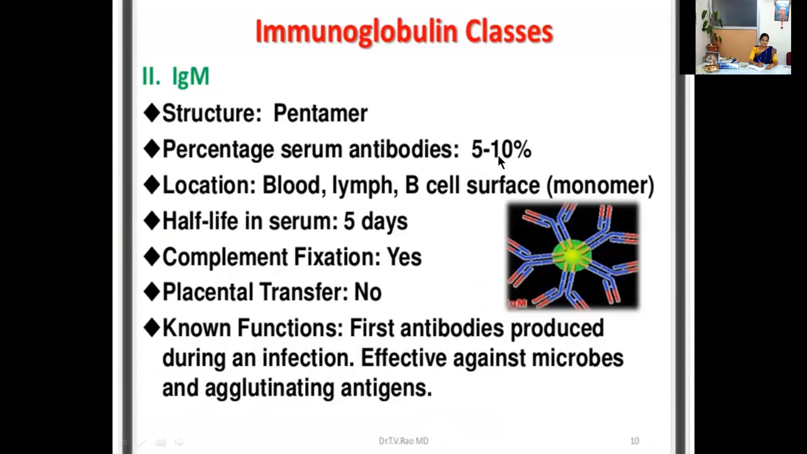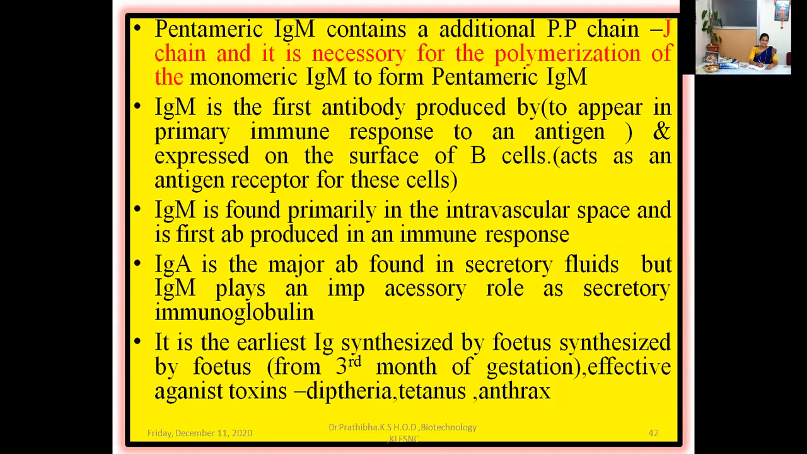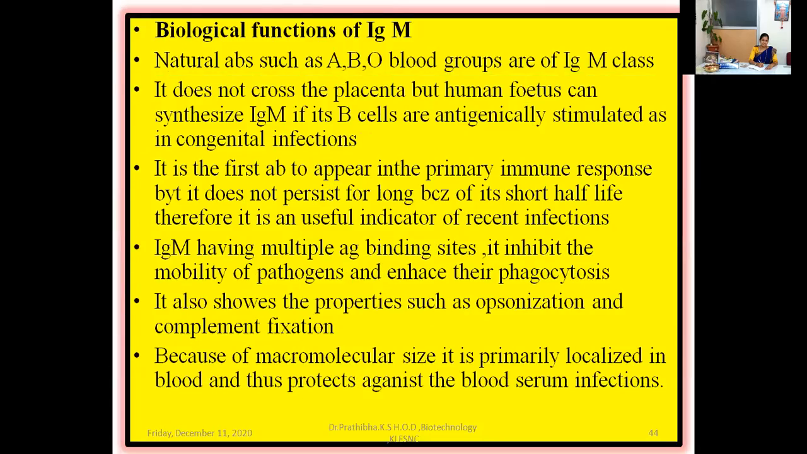Percentage of serum antibodies 5 to 10%, location blood, lymph, and B cell surface as a monomer. Half-life in serum 5 days, complement fixation yes, placental transfer no. Known functions: the first antibodies produced during an infection, the earliest immunoglobulin produced against infection antigens. Effective against microbes and agglutinating antigens. You can also brief here that IgM is the third most abundant immunoglobulin, accounting for 10% of the total immunoglobulin pool, and it is the largest immunoglobulin.